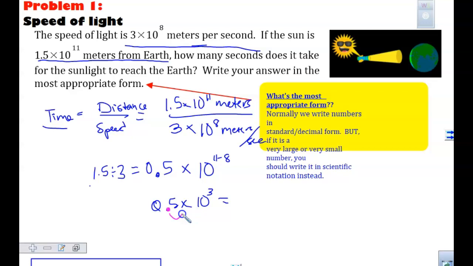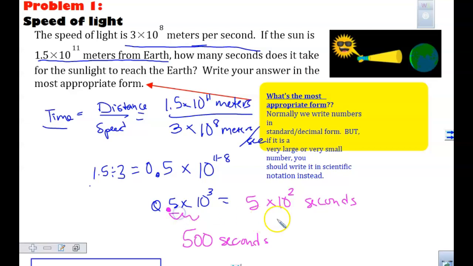How many places would I move it over? 3 places, which means 500. Does 500 seem like a good answer for writing how much time it's going to take? Saying 500 seconds? To me, that makes more sense than writing it in scientific notation as 5 times 10 to the second seconds. Why aren't I going to say 10 to the third? Because that's when it was 0.5.